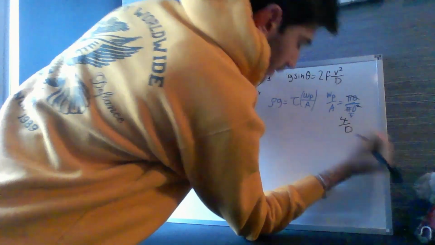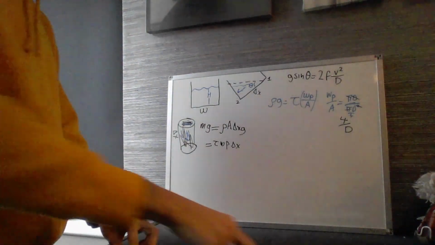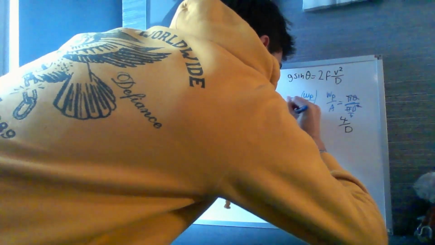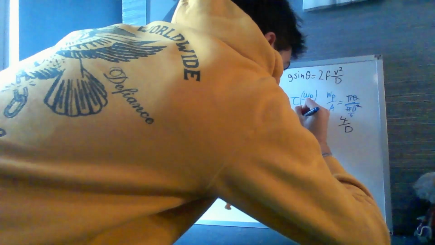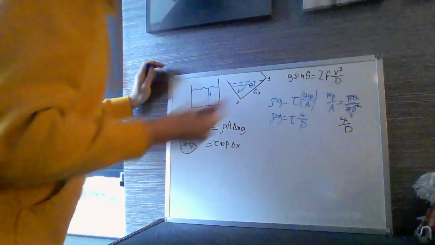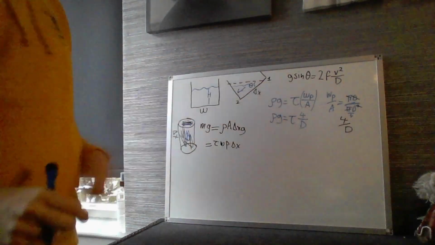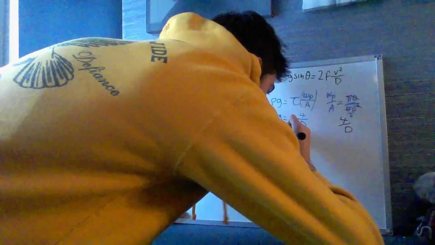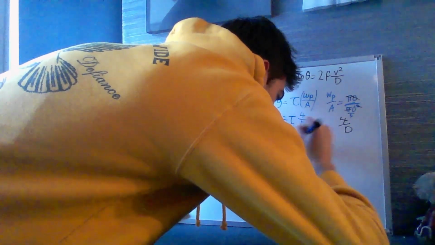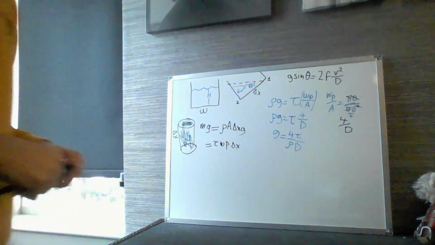4 over the diameter, right? Yes. So then we can go ahead and rewrite this as rho g is equal to the shear stress multiplied by 4 over d. And then, of course, we can go ahead and rewrite this in terms of g so that we can later plug this into here. So that we get g is equal to 4 times tau divided by rho d, right?